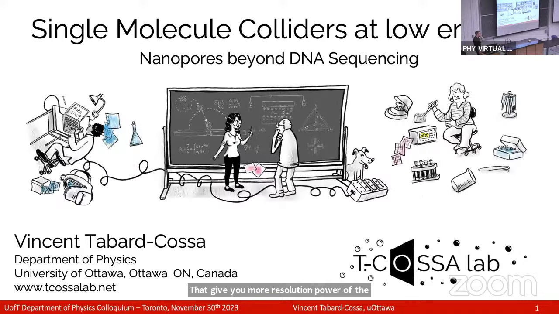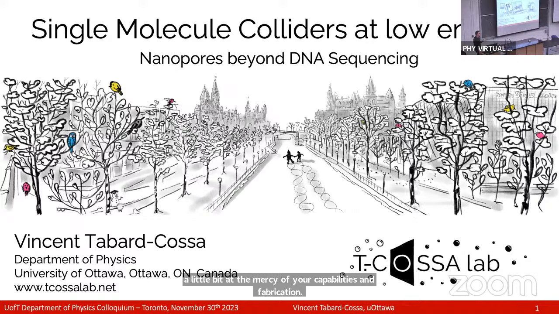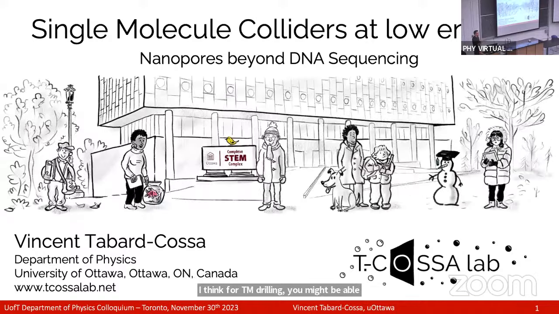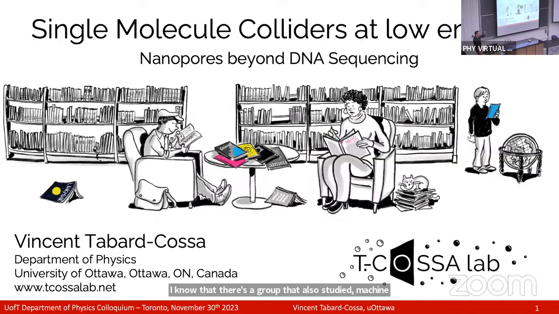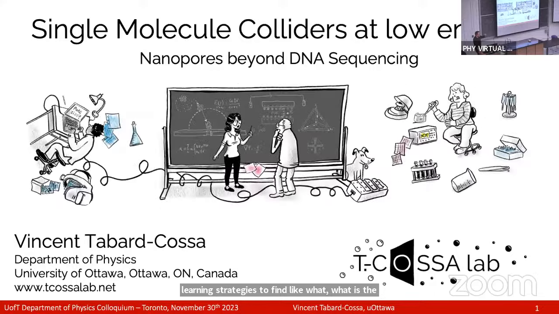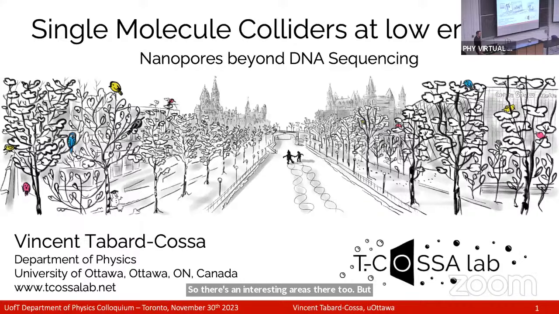When you are fabricating on solid state material, you're a little bit at the mercy of your capabilities in fabrication. I think for TEM drilling, you might be able to make pores of different shapes. I know that there's a group that also did some machine learning strategies to find the ultimate shape of pores in 2D materials to provide the best resolution to do sequencing. So there are interesting areas there too.